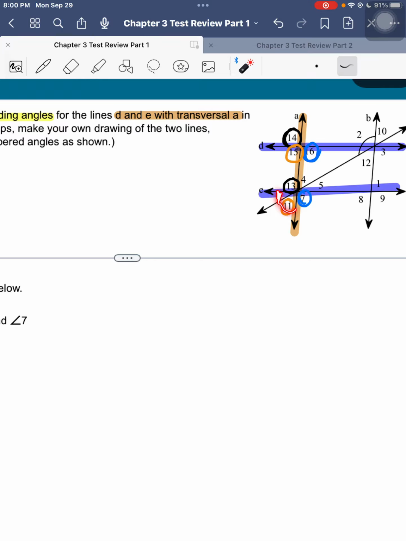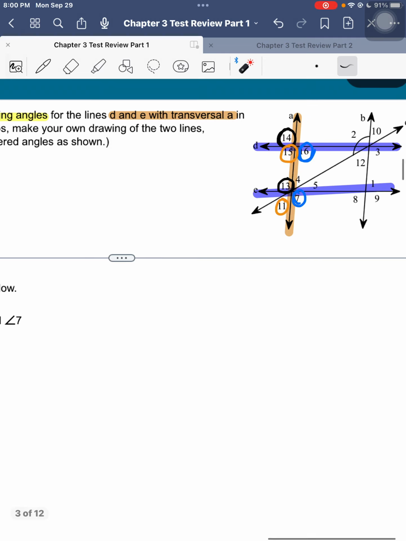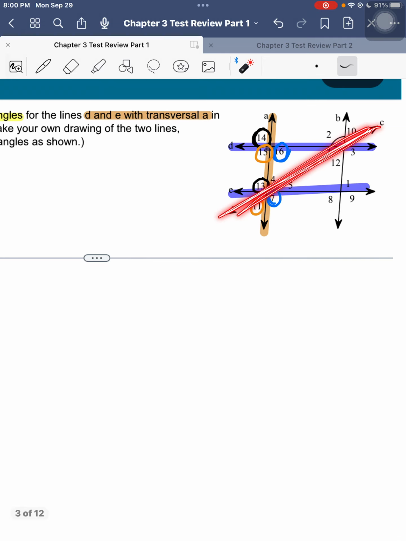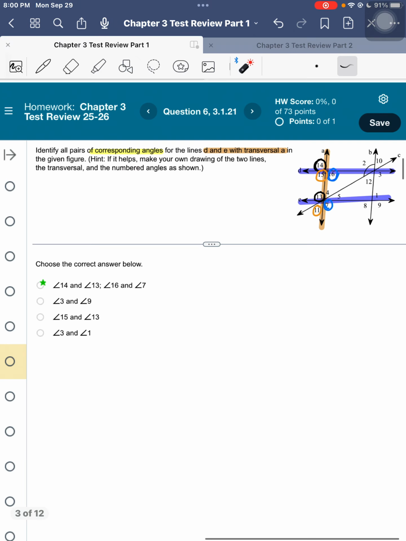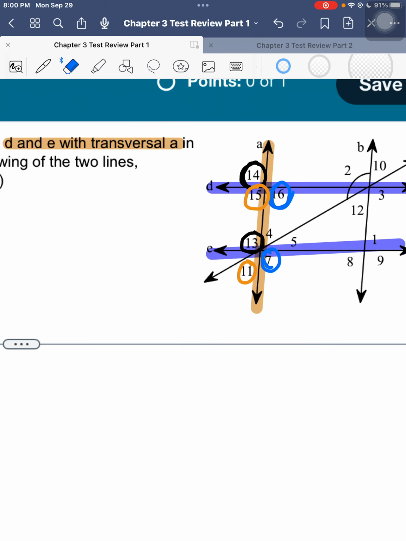This angle is what's missing in order for 15 and 11 plus whatever this angle is. So if we had the rest of this angle, then we could say that this whole angle, both of these little angles, is the corresponding of this one. Since I don't have it, because this line C is cutting through this, I do not have the entire angle. So we cannot say 15 and 11 are corresponding. So the only ones I'm left with are 14, 13, 6 and 7.